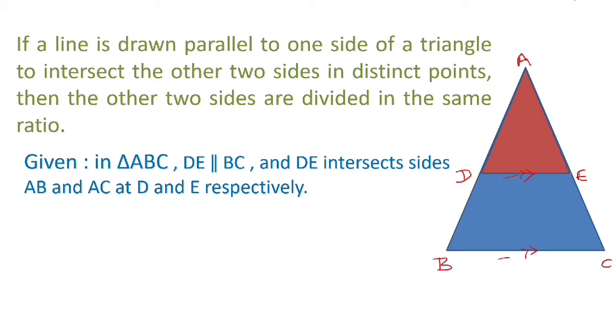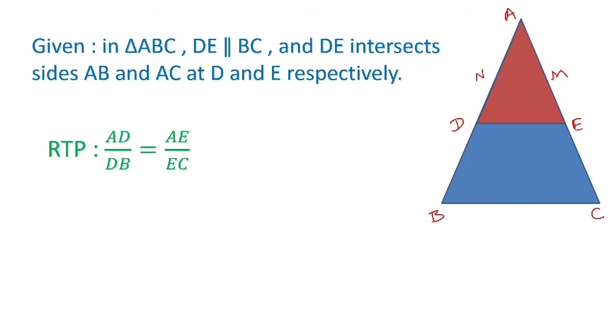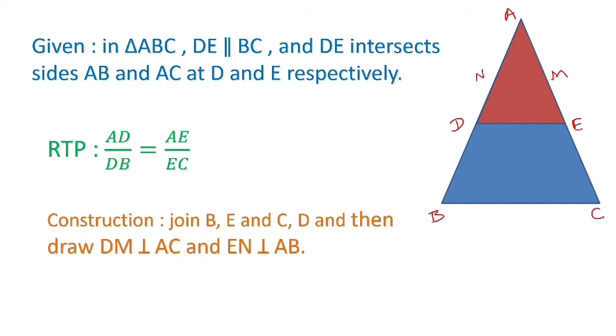Now see the second part, what we have to prove. Here we are required to prove AD by DB is equal to AE by EC. This one we have to prove. To prove AD by DB is equal to AE by EC, we need some construction. That is, we have to join CD and BE, and also draw two perpendicular lines: one perpendicular EN to AB and another DM to AC.